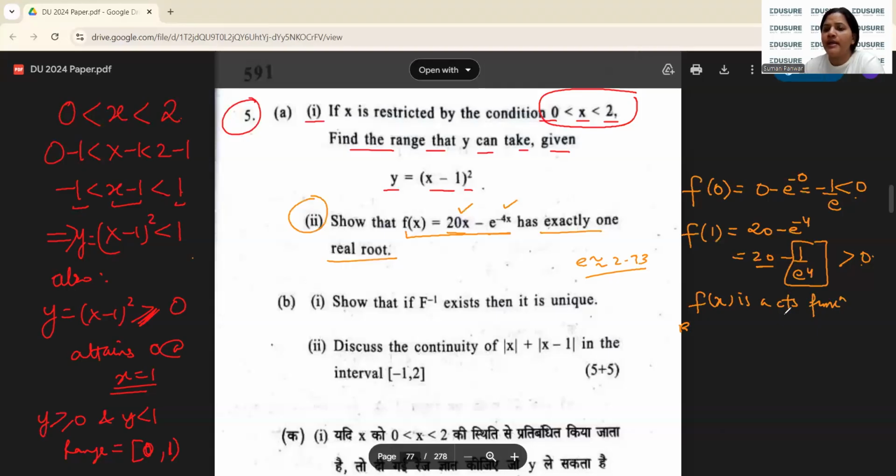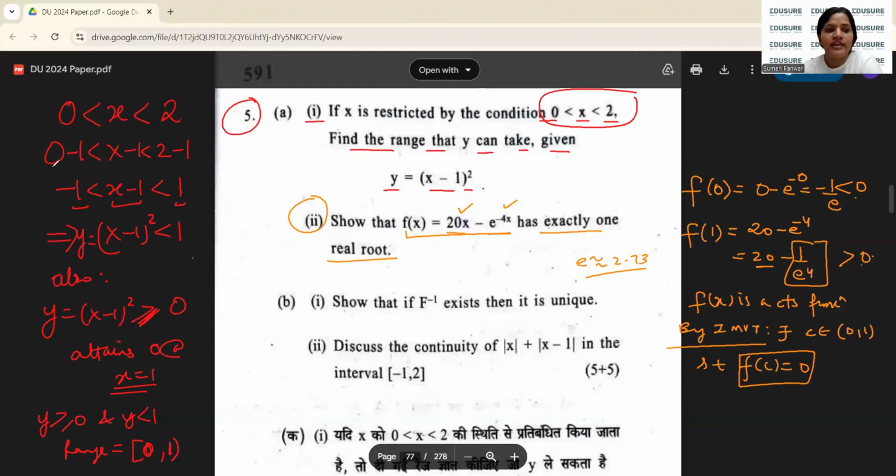So by the intermediate value theorem, there exists c between 0 and 1 such that f(c) is equal to 0. So one of the roots is guaranteed between 0 and 1. There is a root between 0 and 1 because of the intermediate value theorem. So existence of a root has been verified.